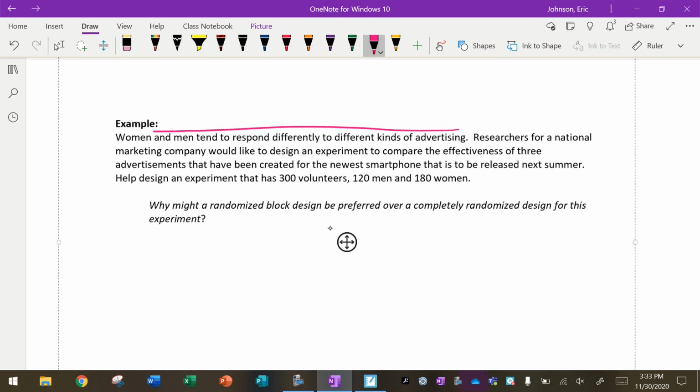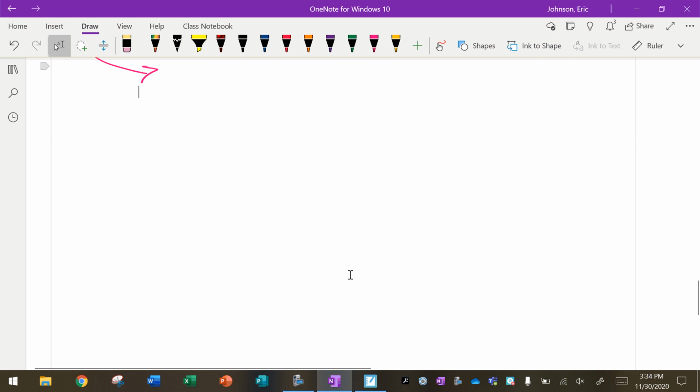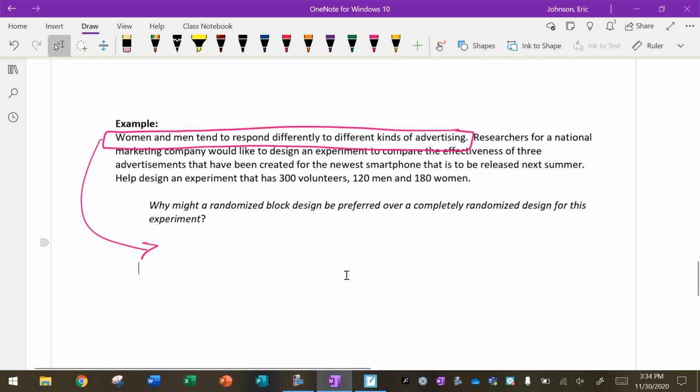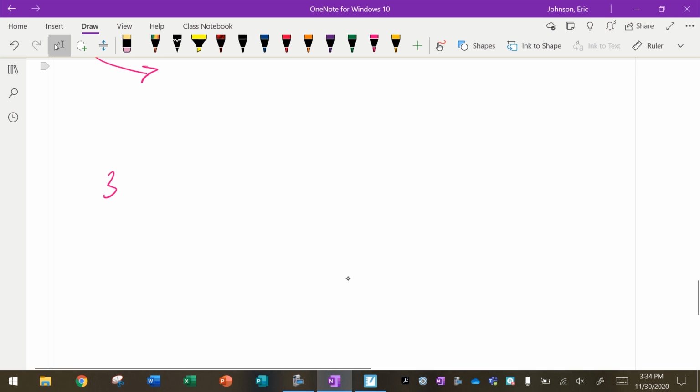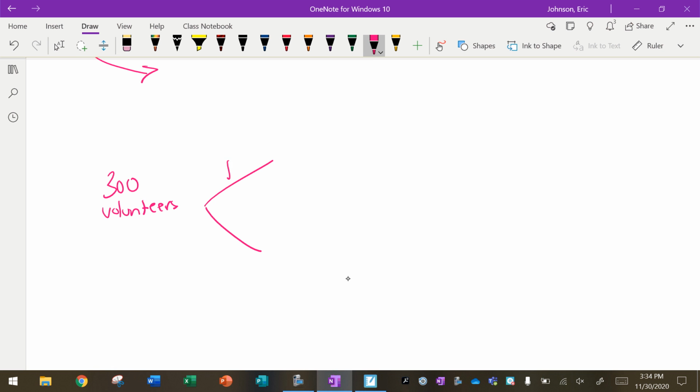Well, here's your answer right here. We know that women and men respond to different kinds of advertising. Okay? This is a fact. All right? So, there may be certain types of ads that are more appealing to men and certain types of ads that are more appealing to women. So what we do is we block them. So we take our 300 volunteers and we block them into 2 groups.